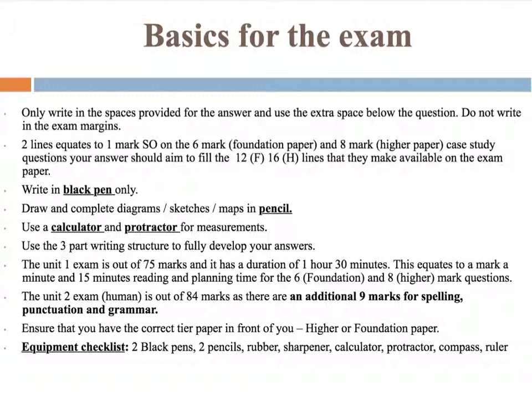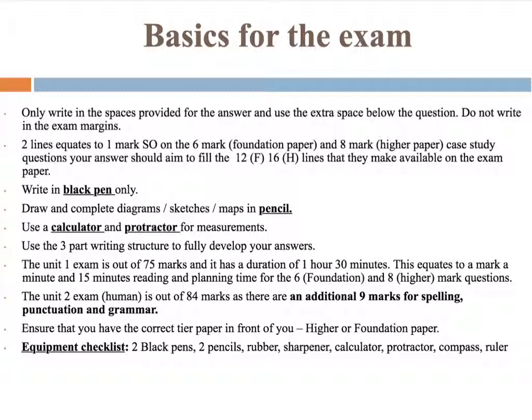The Unit 2 exam is out of 84 marks because you get an additional 9 marks for spelling, punctuation and grammar on your extended questions. So for foundation, your three 6-mark questions, and for higher, your three 8-mark questions. So you must make sure on the Unit 2 paper that you have good use of punctuation, grammar and spelling, and you use key terms.